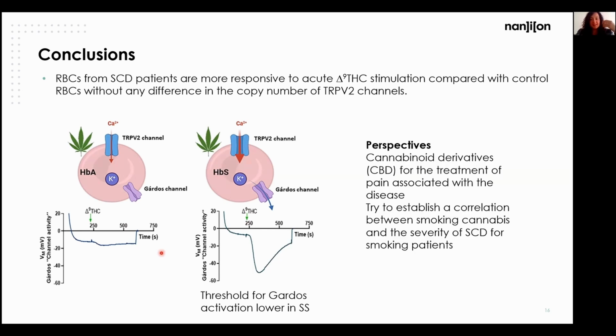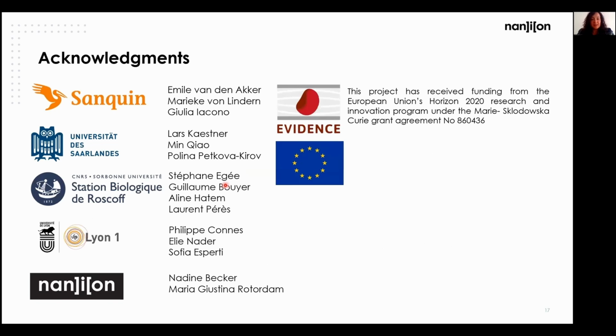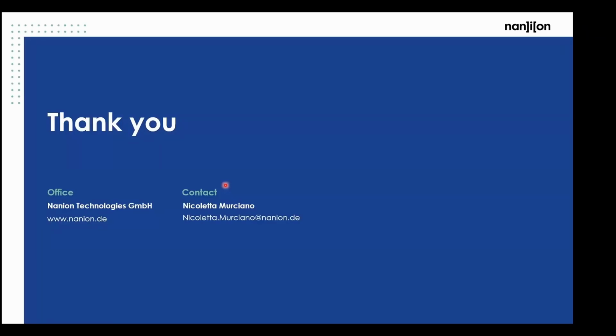And since cannabinoid derivatives are used for pain treatment in these patients, this should be considered with more caution, and it would be interesting to try to establish a correlation between smoking cannabis and the severity of sickle cell disease for smoking patients. Yeah, this was my last slide. We'd like to thank all the collaborators in these studies, and of course, thank you all for listening.